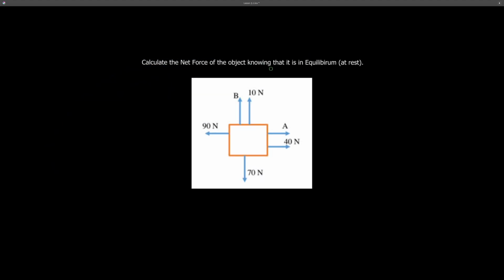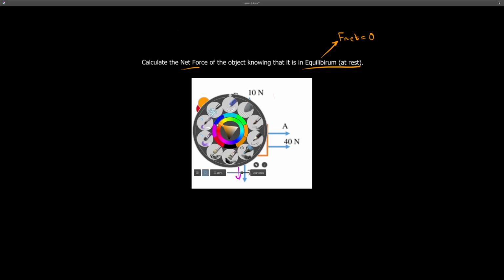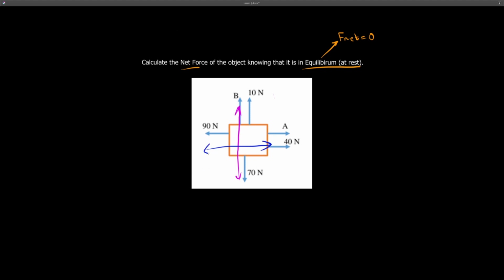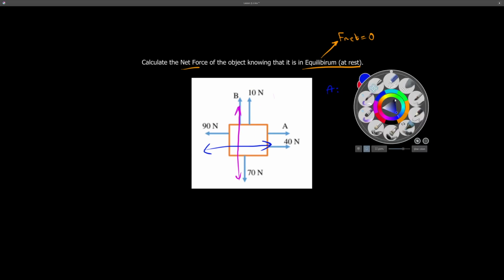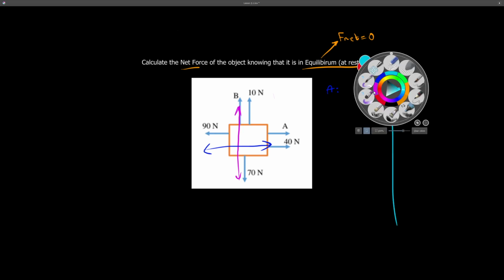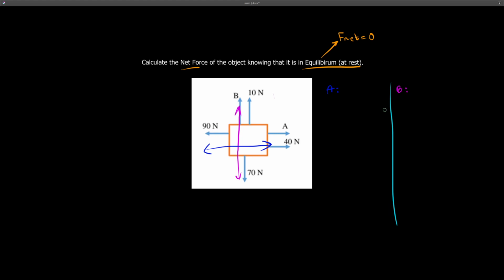Calculate the net force of the object knowing that it is in equilibrium. So for this question, it wants us to calculate the net force knowing that the object is in equilibrium. So what does this mean? This means that the F net is going to be equal to 0. So first of all, we should calculate the y-axis alone and the x-axis alone. So we calculate these forces alone and these forces alone. So we can split this up into A, and then we can do B alone. So we'll do A first.